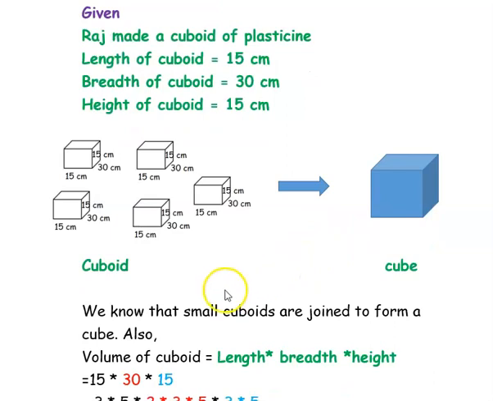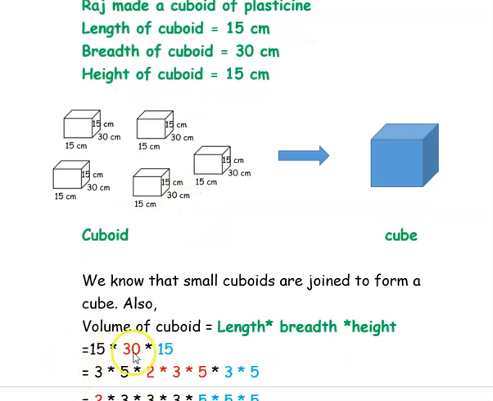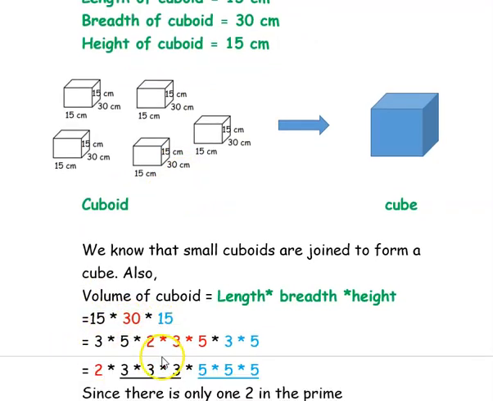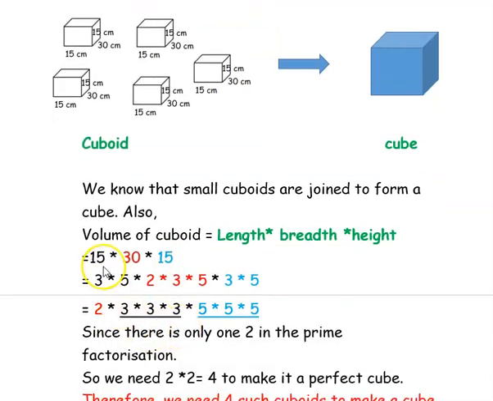Okay, so now the volume of the cuboid, we know that it's length into breadth into height. So it's given 15 into 30 into 15. Length is 15, breadth is 30 and height is 15. So now we'll write the factors for 15. So it's 3 into 5. And factors for 30, we know that 30 is 15 times 2. So we can write it as 2 into 3 into 5. Then 15 we can again write as 3 into 5.